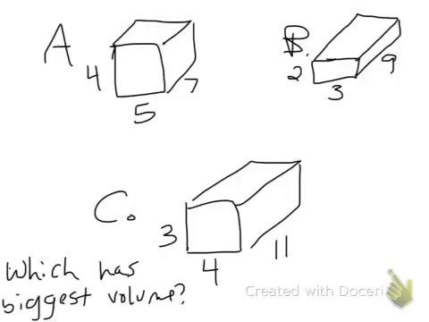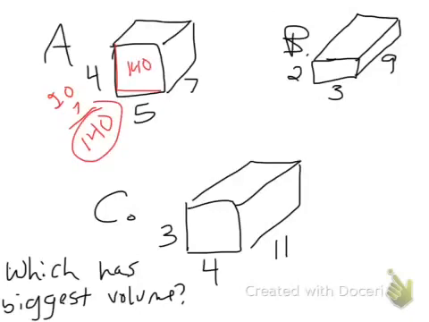So on this problem, it says which has the biggest volume, A, B, or C. I want you to pause and solve. Okay, A, all we're going to do, 4 times 5 is 20, and 20 times 7 is 140. So the volume of this one is 140. B, we'll do 2 times 3, which is 6, and then 6 times 9, which is 54. So the volume of this one is 54.